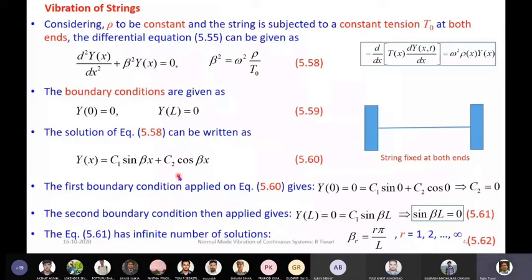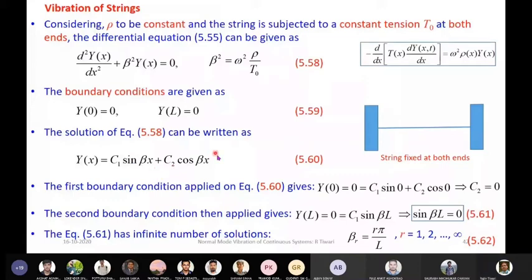How can we get C1 and C2? Now the boundary condition is this. We'll substitute x equal to 0 here, here, and here. So this term will become 0, because sine 0 will become 0. That means C1 will not appear, because the displacement is equal to 0. So only C2 will be left, and cos 0 is 1, so C2 will be equal to 0. So from the first boundary condition, when we apply it, we get C2 equal to 0.